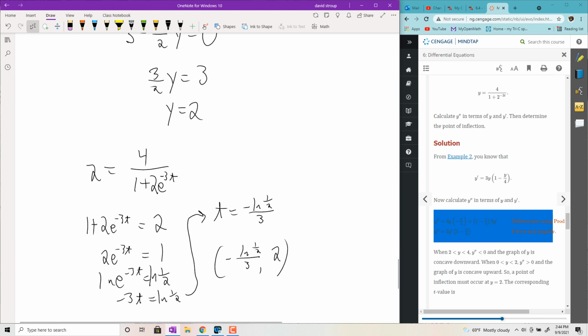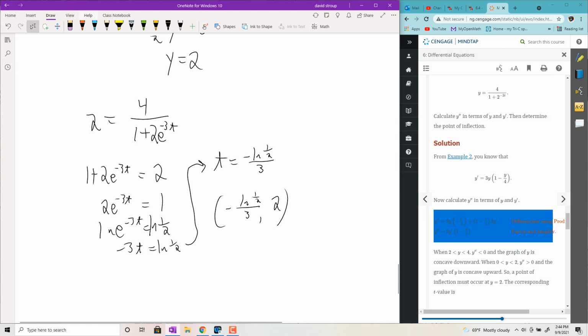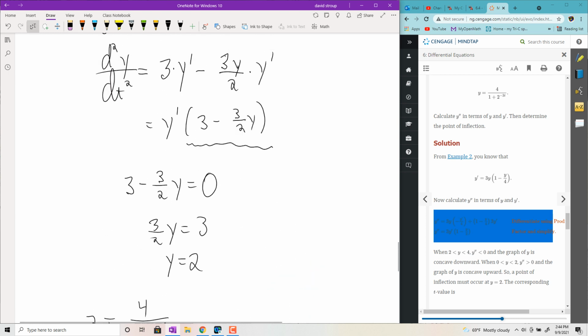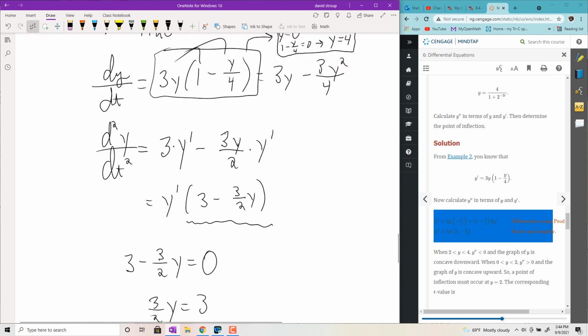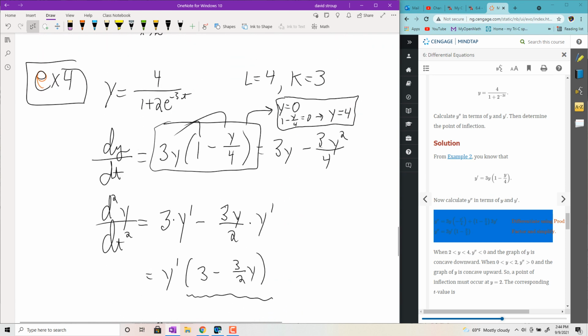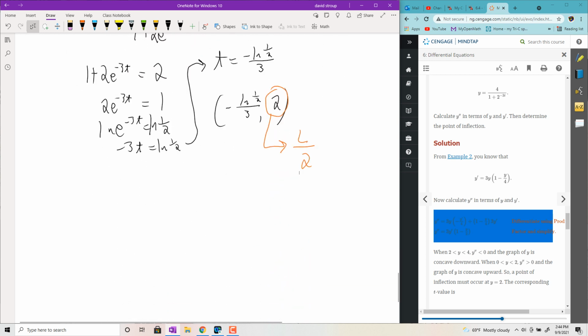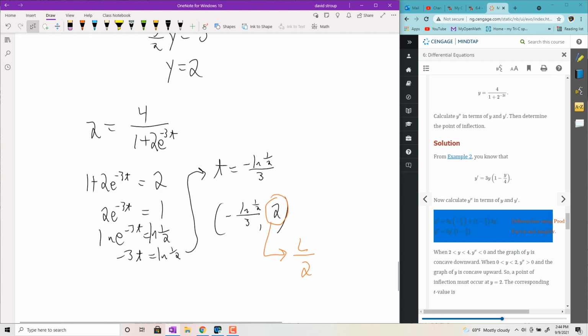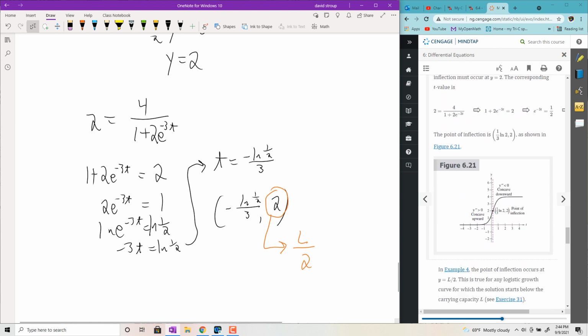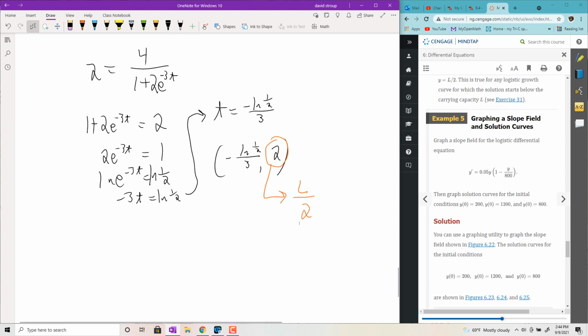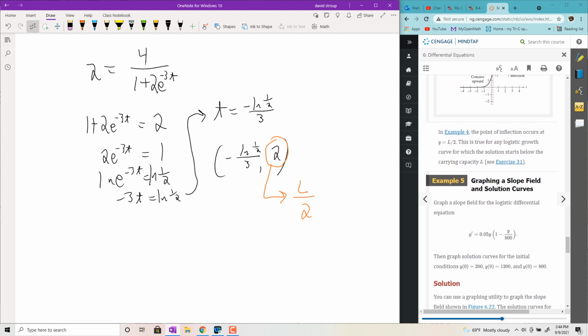Okay. The y value is always going to be L over 2, as it turns out. So this is always the limiting capacity divided by 2. And you would see that if you just did this process in general. If you just left the L in there instead of putting in a 4 and left the K there, you would see that it just turns into y equaling L over 2. So you can assume that from this point on. Anyways, they mention it here: the point of inflection occurs at y equals L over 2.